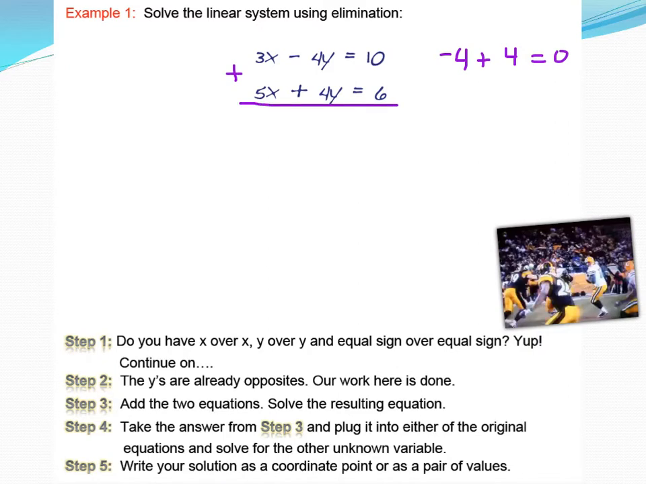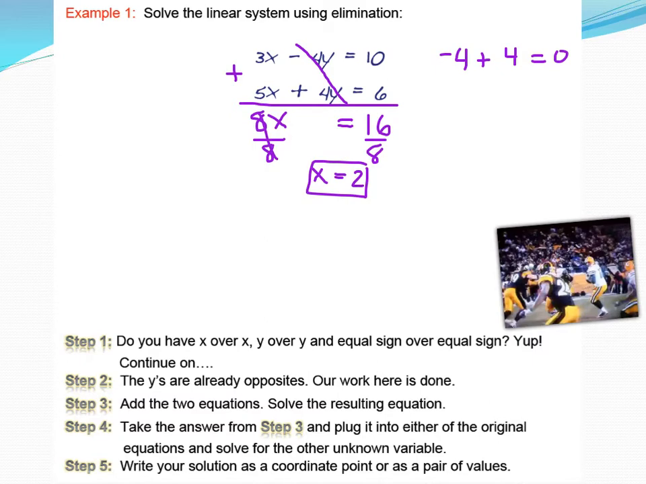That's going to give me 3x plus 5x, which is 8x. Negative 4y plus 4y, well, that's going to drop out. That's 0, and there's no sense in writing 0 there. Then what I'm left with is 10 plus 6 equals 16. So I have 8x equals 16. That then allows me to divide by 8 on both sides, and what I now know is that x equals 2. So I've now solved for one of the variables just by eliminating.